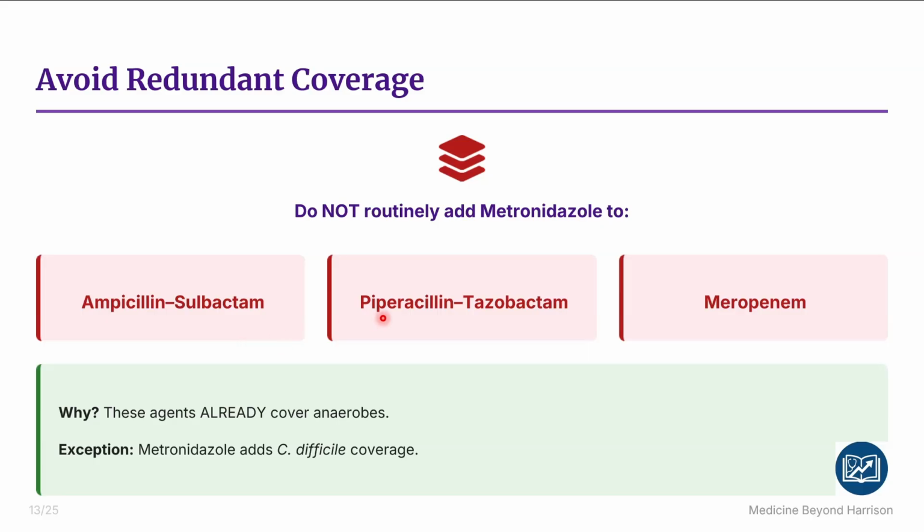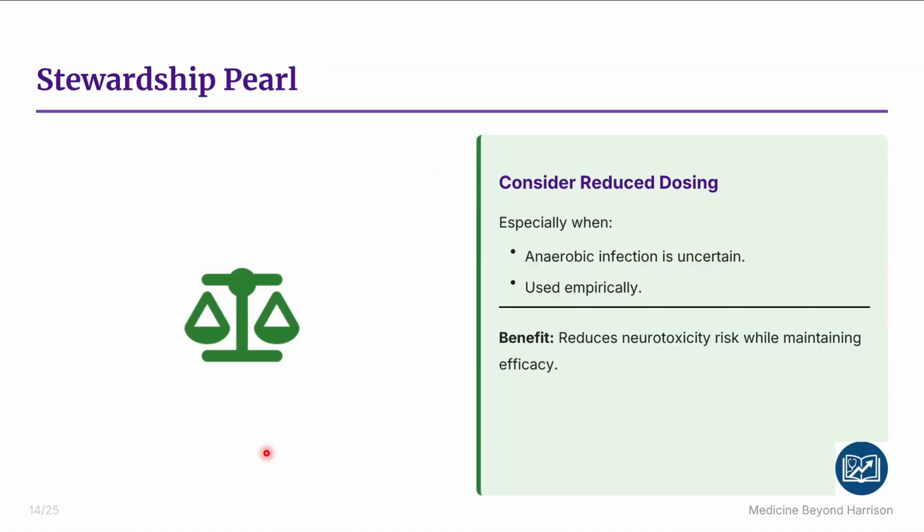Sulbactam itself can cover anaerobes, meropenem itself can cover anaerobes, and ampicillin-sulbactam itself can cover anaerobes. So metronidazole just adds Clostridium difficile coverage, except that other than these three drugs, that does not cover against Clostridium difficile. Metronidazole adds coverage against Clostridium difficile. That's the only added advantage.